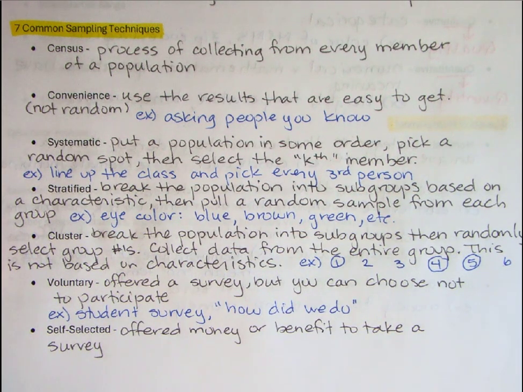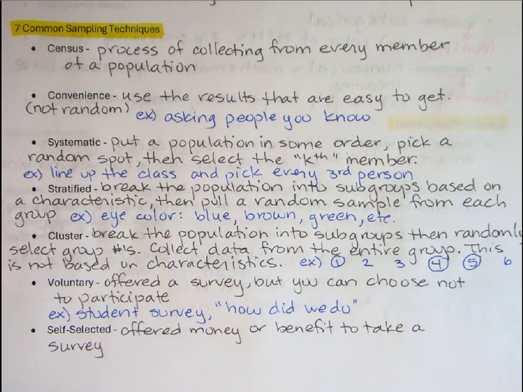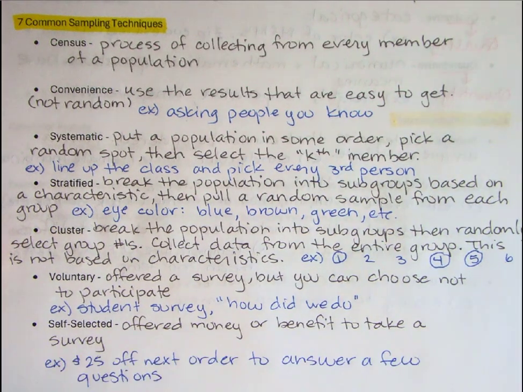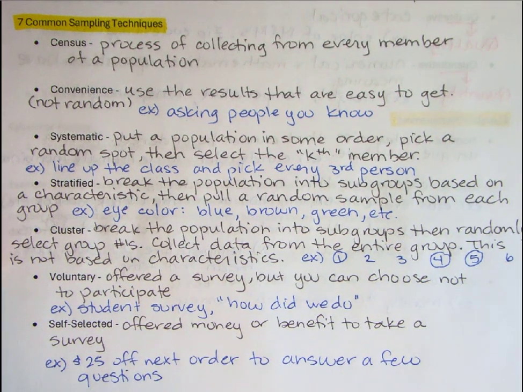The last type of sampling technique we're going to look at is a self-selected sampling technique. While this is also voluntary, you are offered money or some type of benefit to take the survey. This would be something like you get $25 off your next order to answer a few short questions. So again, while this is a voluntary thing, you have more of an incentive to do it because you're getting something for your information.